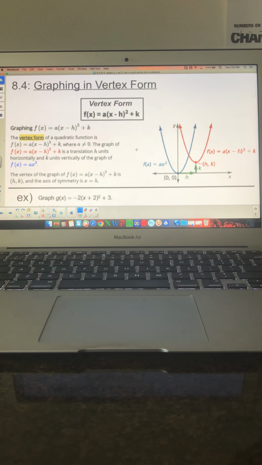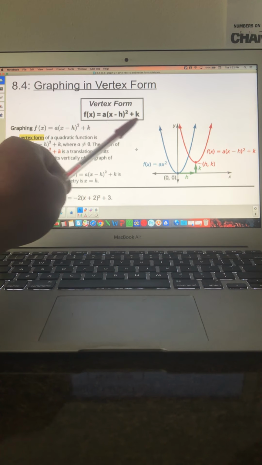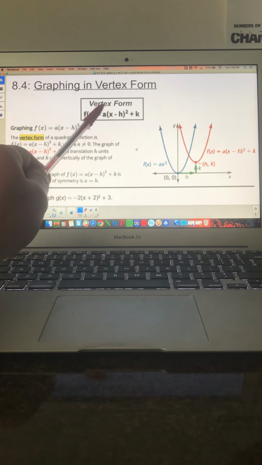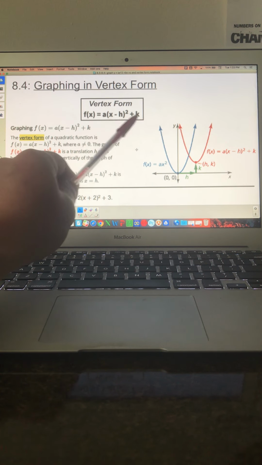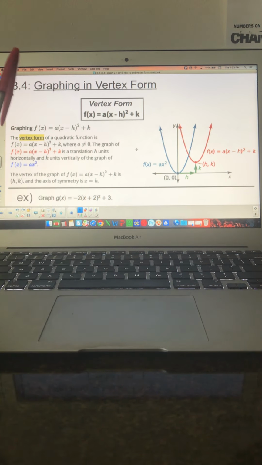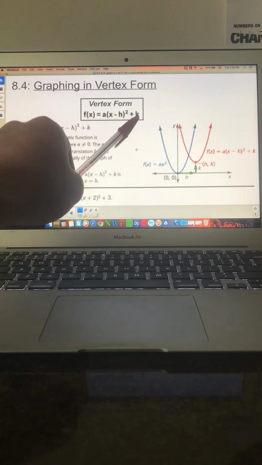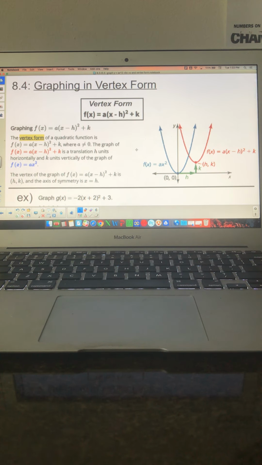It's just not written in standard form anymore. It's written in vertex form. So what we got here, the numbers in place of H and K, right? Lo and behold, if it's written in vertex form, we can easily find the vertex. The numbers in place of H and K will tell us what the vertex is.